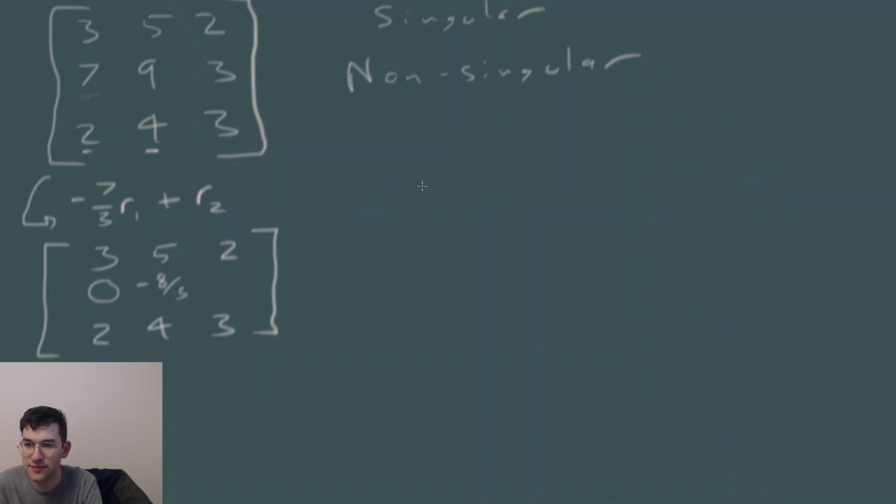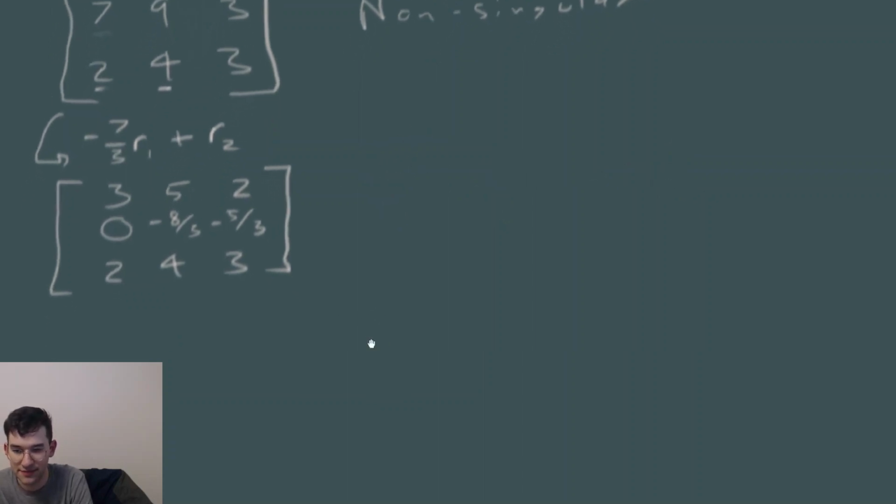Next, we have negative 7/3 times 2 plus 3. 7/3 times 2 is 14/3, so negative 14/3. 3 times 3 equals 9, so plus 9/3. So negative 14 plus 9, negative 5, so negative 5/3. Alright.